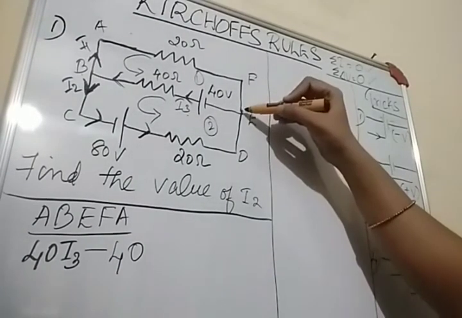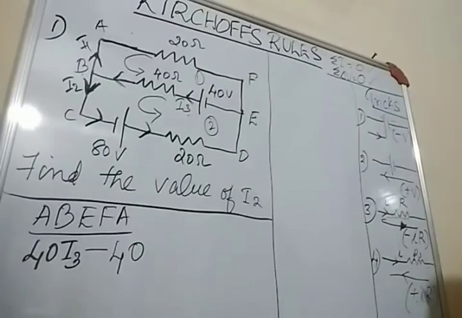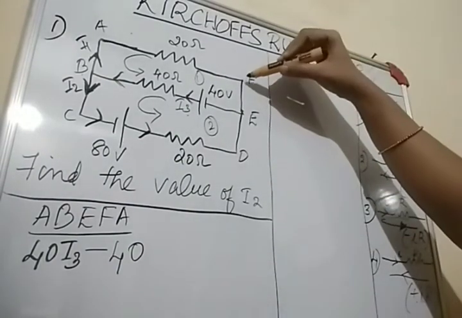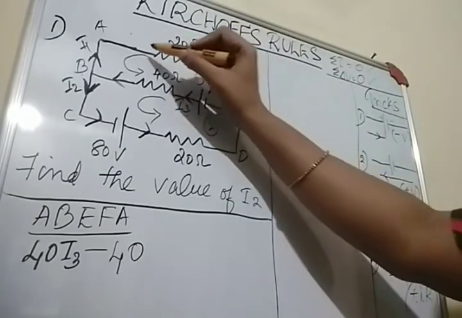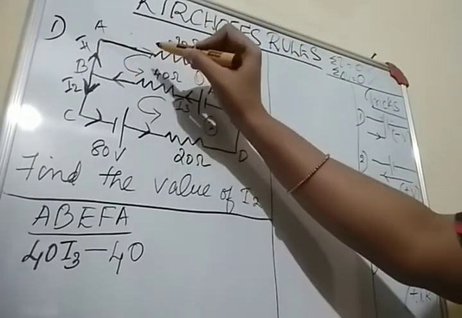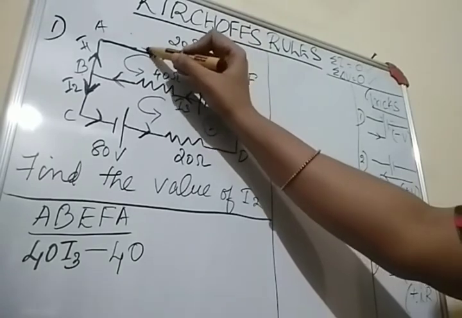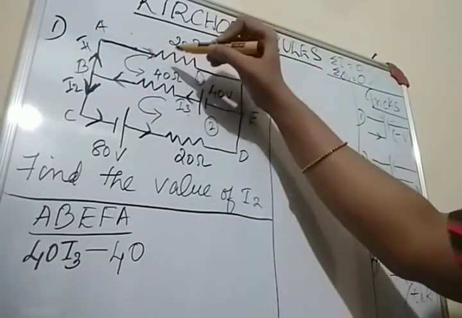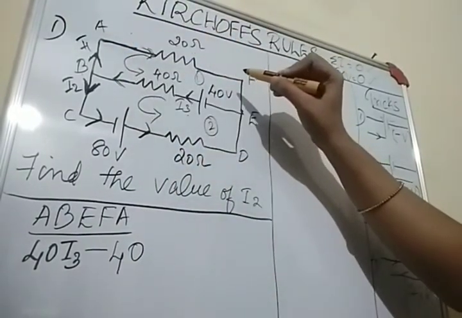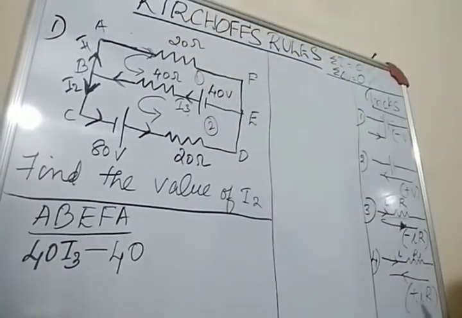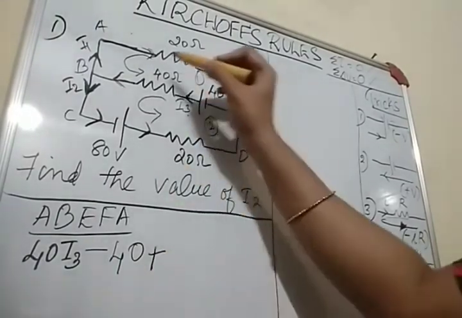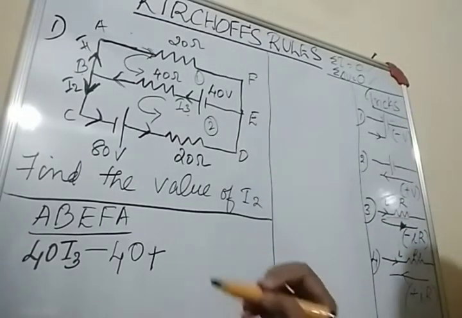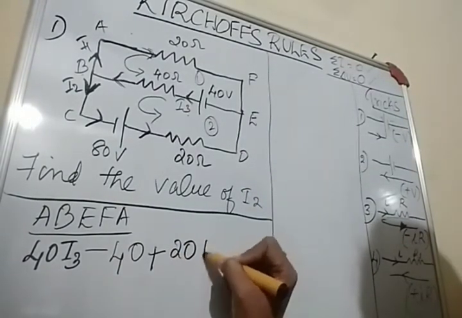Then again, as we move from E to F, there are no components, so there won't be any potential drop. Then as we move from F to A, there is a resistor, and the current flowing through that resistor is I1. We are moving in this direction, but current I1 is coming in the opposite direction. So the potential drop across this resistor can be considered as positive as per the fourth rule. So that potential drop is plus, and what is the current? I1, and what is the resistance? 20. So 20 into I1.